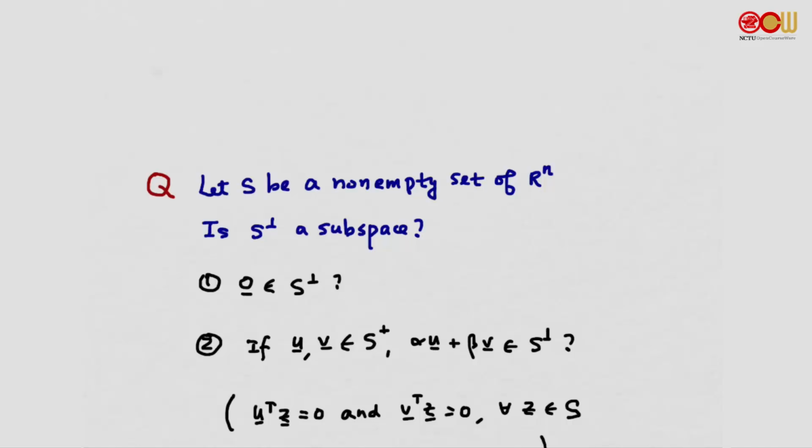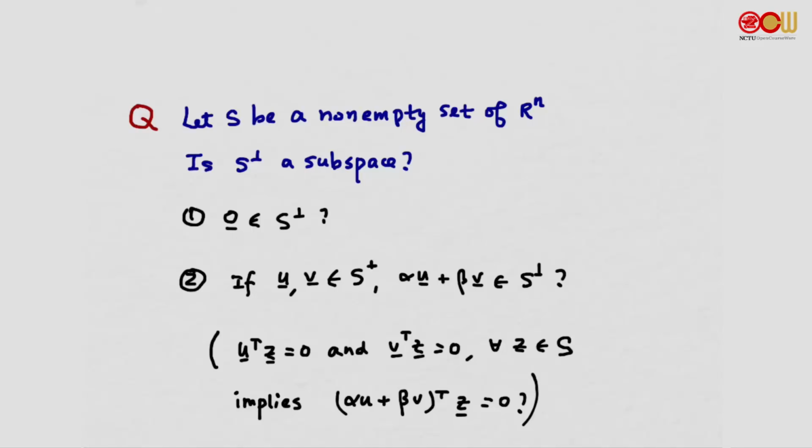For the second one, if we have u, v in S perp, that means in particular that u transpose is orthogonal to every z vector in S, and v transpose is orthogonal to every z in S. Does this imply the linear combination is also orthogonal to every z in S? And that's indeed the case, right? So this is yes, and yes, and yes.